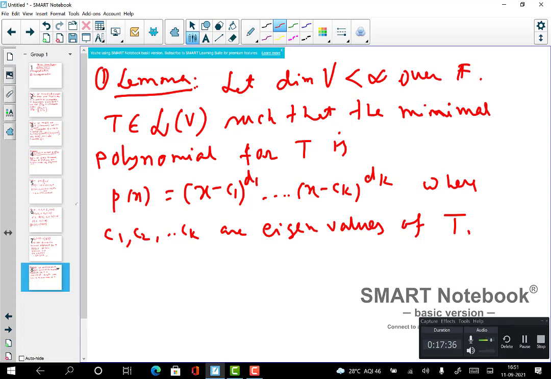So if this is the case, then some nice things happen. Now let W be a proper subspace of V. I mean, you choose any proper subspace of V such that W is T invariant.